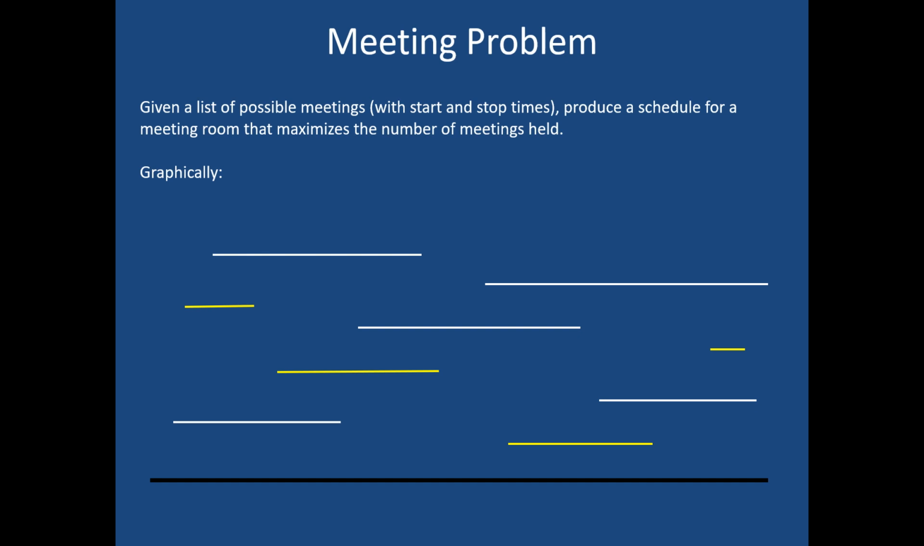The first highlight. This one ends first. Then we have to rule these two out because they conflict. For the meetings that are left, which one ends first? The second. This one. Now we've got to rule this one out because there's a conflict. This one ends first. That one ends first. Among the ones that are left. So that's called the greedy choice.